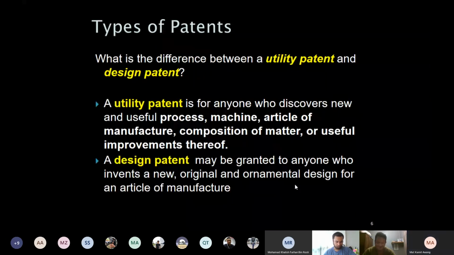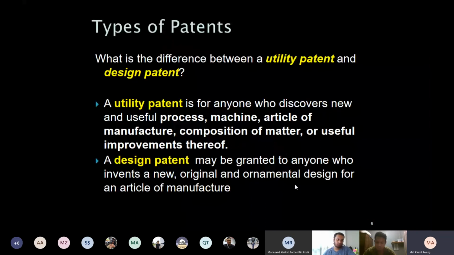Types of patents. Basically, you have two types of patents. One is the utility patent, and the other is the design patent. A utility patent is for anyone who discovers a new and useful process, machine, article of manufacture, composition of matter, or useful improvements thereof. That is a utility patent. So it is not necessarily an invention.